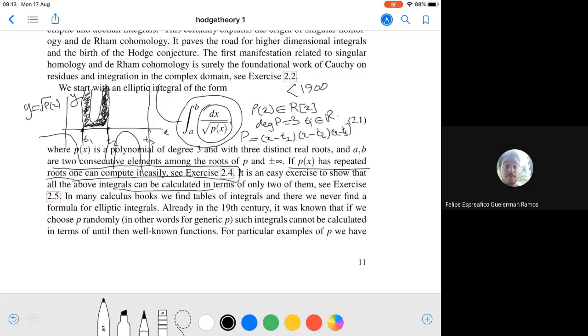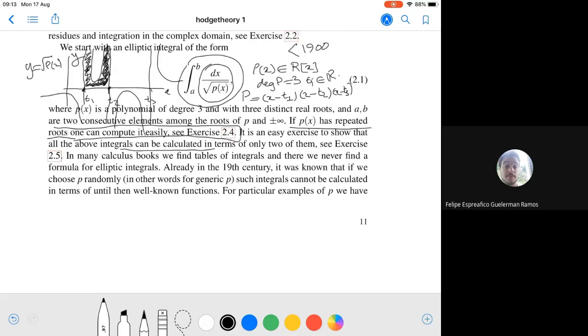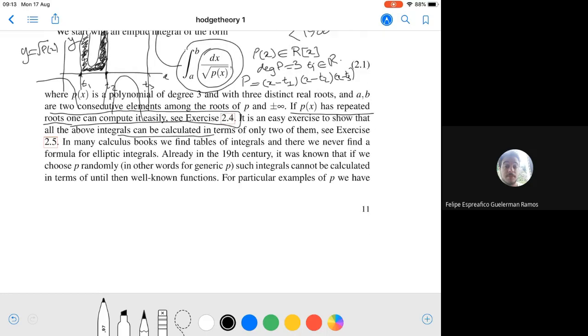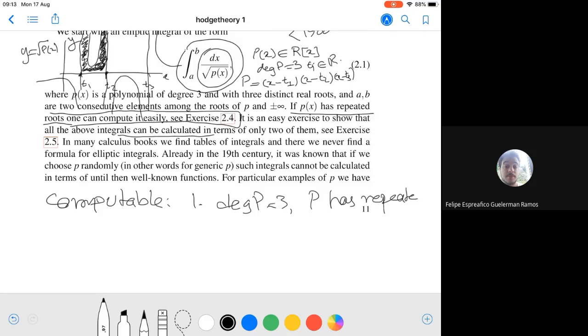Another thing. So let me write here: computable when degree of p is 3 and p has repeated roots. Another one, which is also an exercise in my book: degree of p equal to 1 and 2.